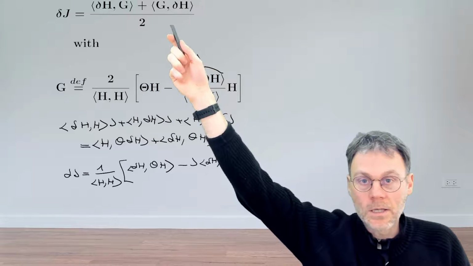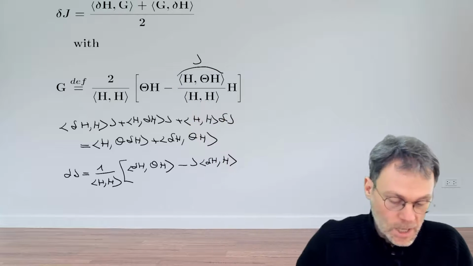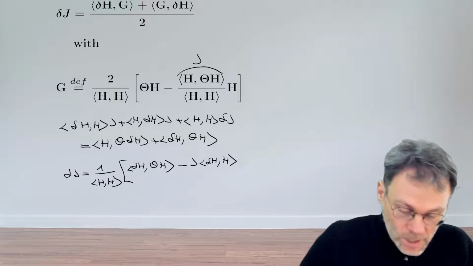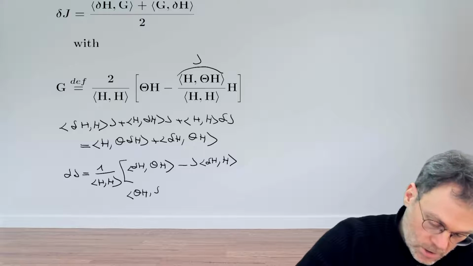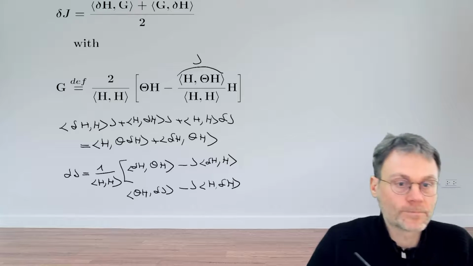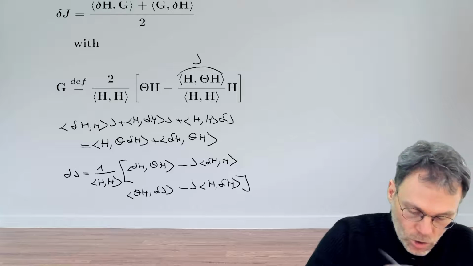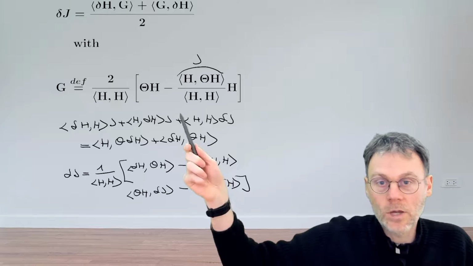Let's now look at the second term. So that's G delta H. So it's basically just exchanging the order here. So this will become a theta H delta J minus J H delta H. Good. That looks a lot like that equation that we had up here.